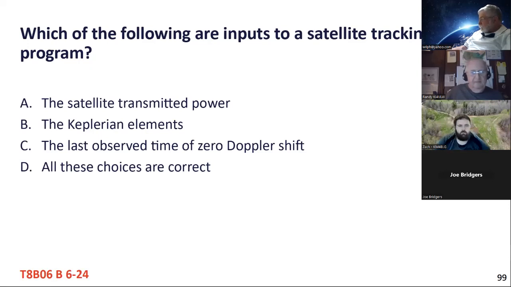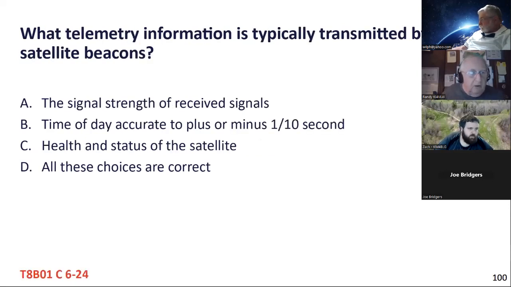I beg your pardon? What? I'm sorry, it's B, the Keplerian elements. Yeah, I'm sorry. You're right. I was looking at the wrong one. What telemetry information is typically transmitted by satellite beacons? And that is C, the health and status of the satellite.